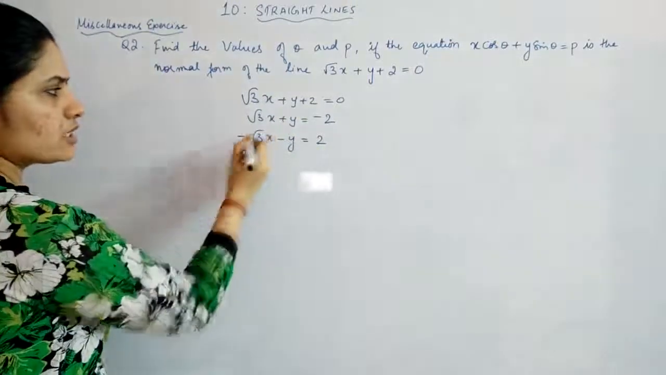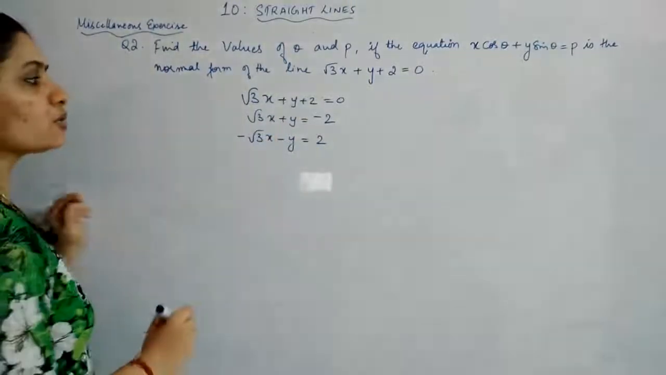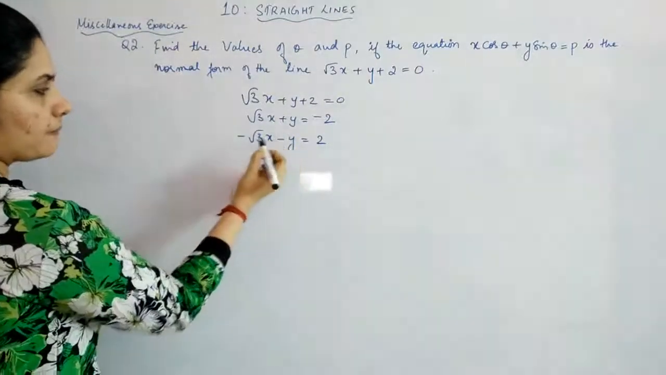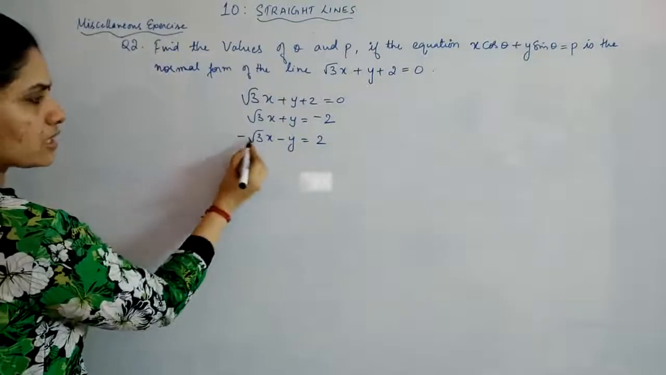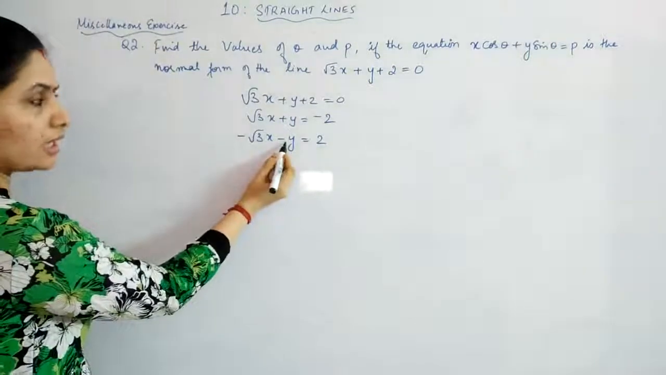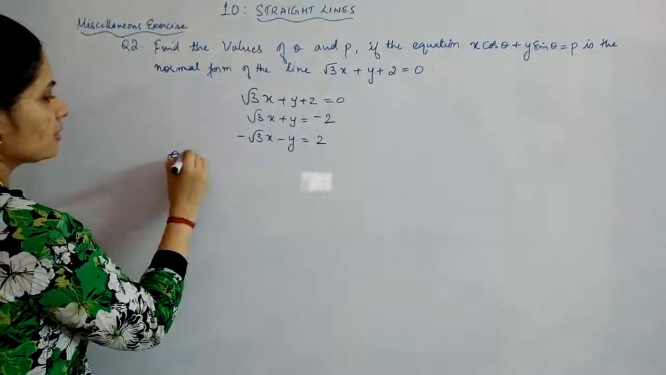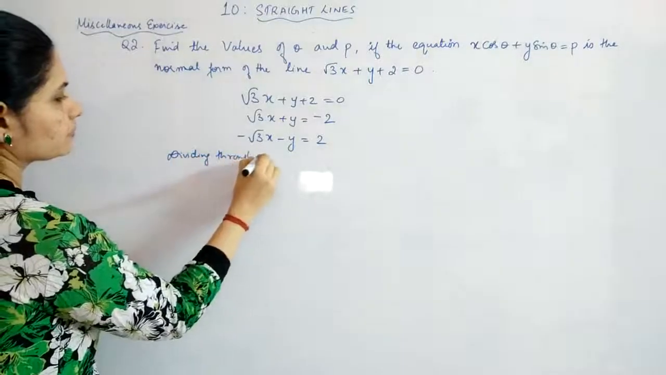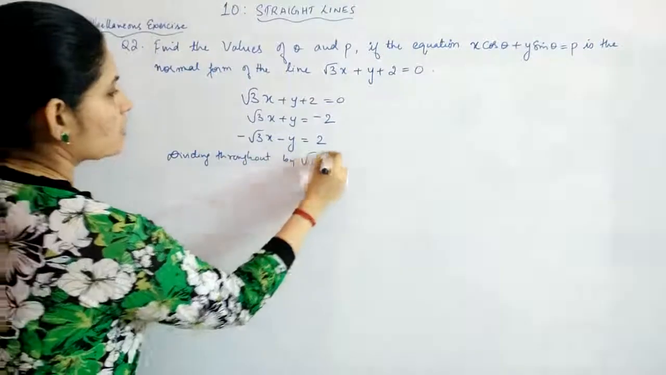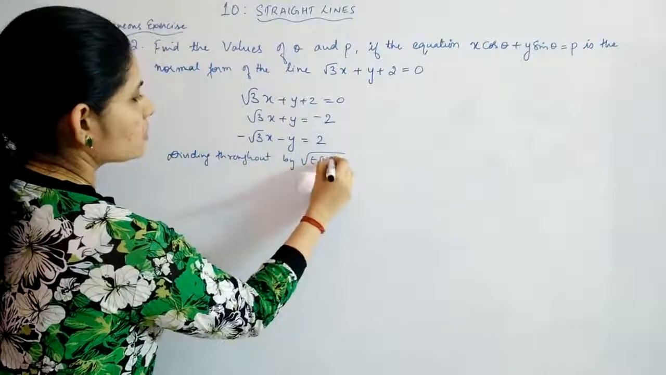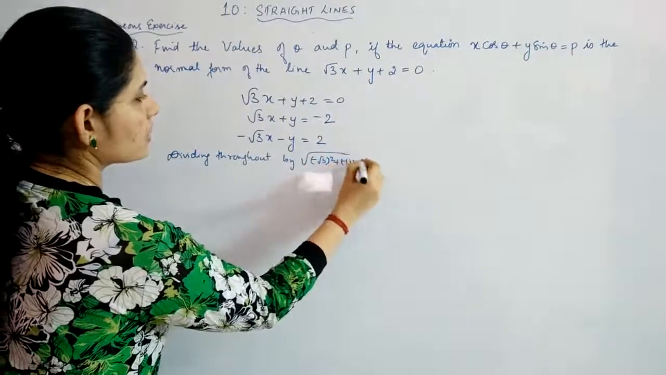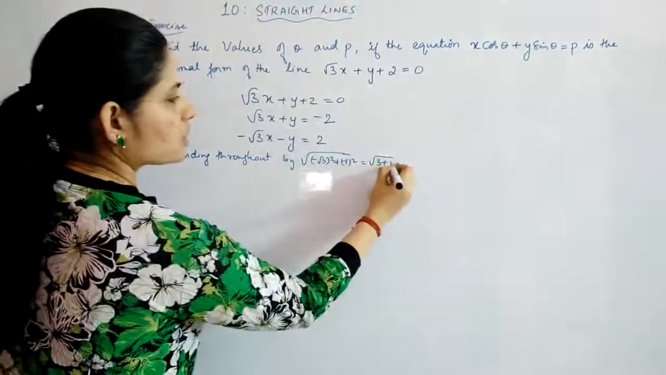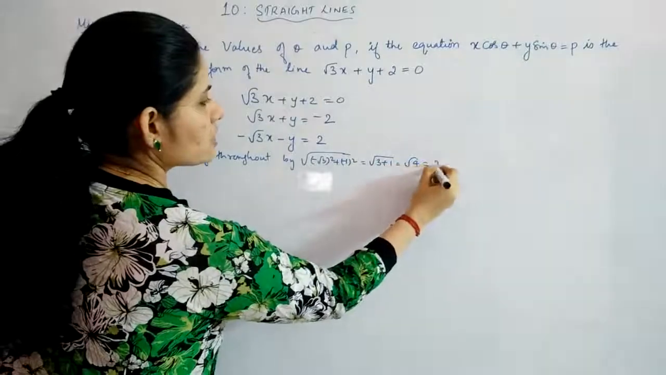Now what we need to do is divide throughout by the value root of a square plus b square. This is a, this is b. That means here a is minus root 3 and b is minus 1. So we are dividing throughout by root of minus root 3 the whole square plus minus 1 the whole square, which will give you 3 plus 1, root 4, which is 2.